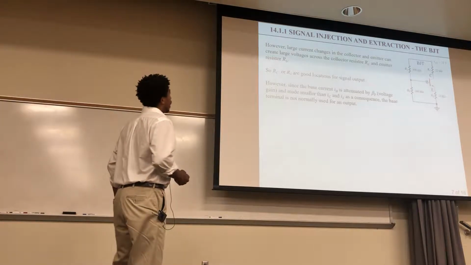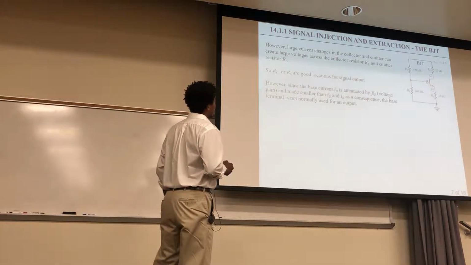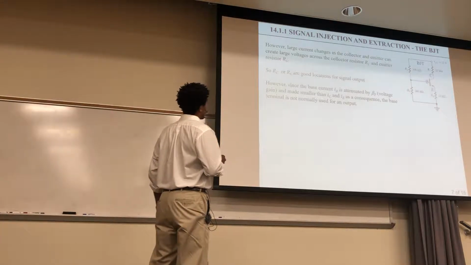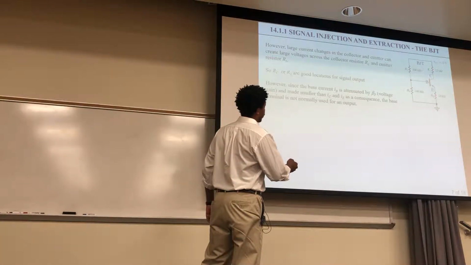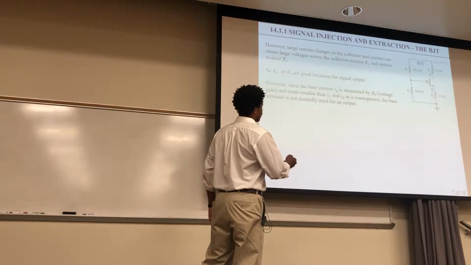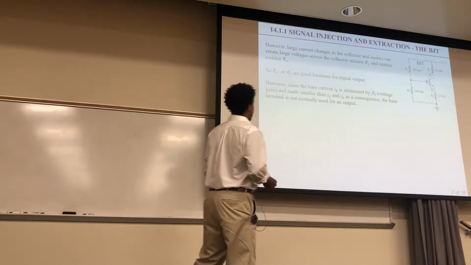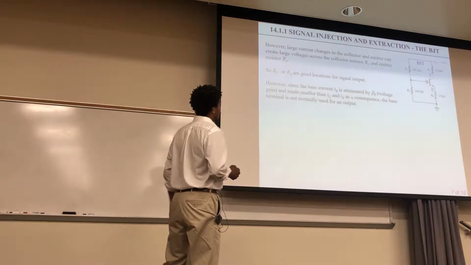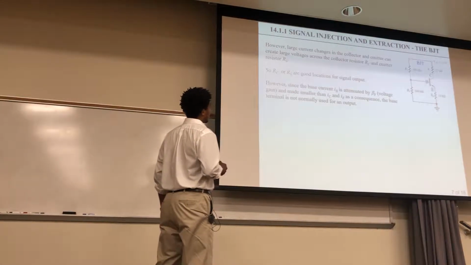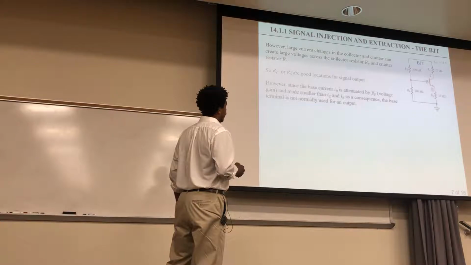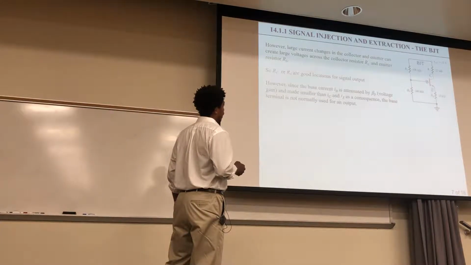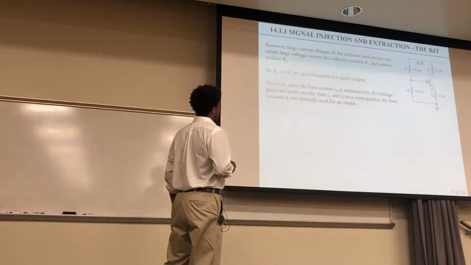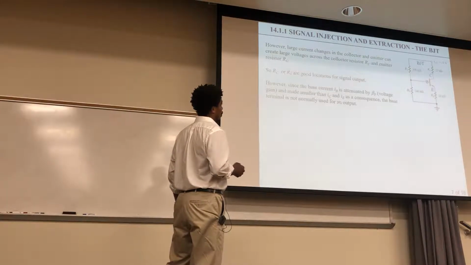Now, these large current changes in the collector and emitter create large voltages across the collector resistor and the emitter resistor, this one right here and here. So there is significant current going through there, and those are really good for outputs. However, since the base current is attenuated by beta F and made smaller than the IC and IE currents as a consequence, the base terminal is not normally used for an output.